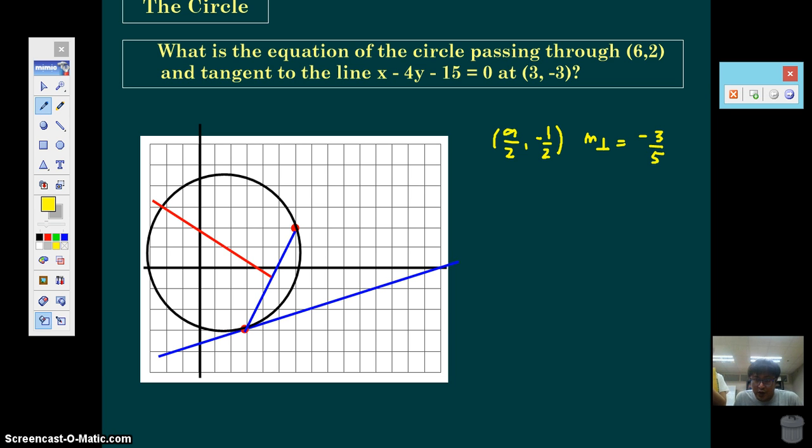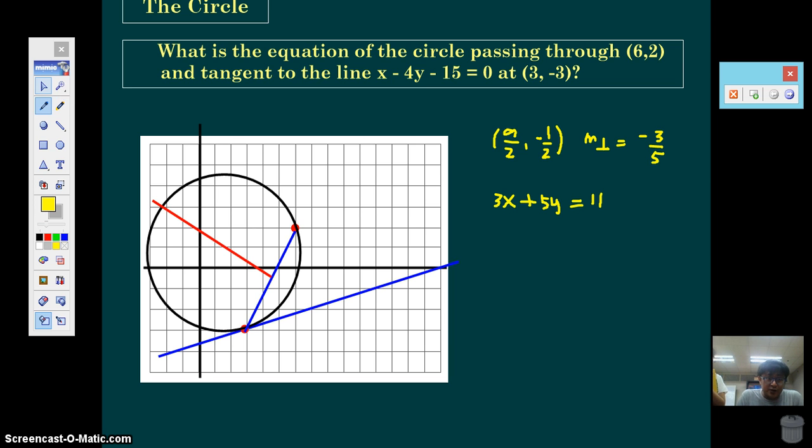Thus, the equation would be 3x plus 5y equals, substituting the given point, 9/2 for x and negative 1/2 for y, we get 27/2 minus 5/2. That would be 22/2 or 11. Now this is the equation of this red line, the perpendicular bisector.